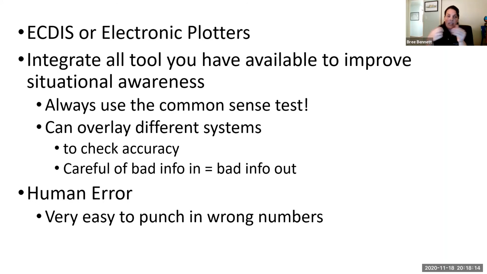So you're like, oh great, that GPS unit is out, but look at my pretty chart plotter. It tells me I'm in safe water. If that chart plotter is dependent on the GPS and you don't have any other redundancy, then the pretty picture, even though it's not giving you warnings, is not good information. So just keep that in mind. Very common human error. It's very easy to punch in the wrong numbers.